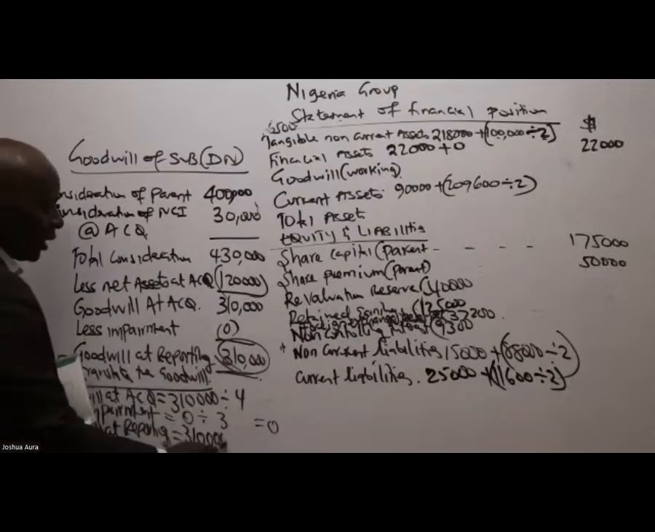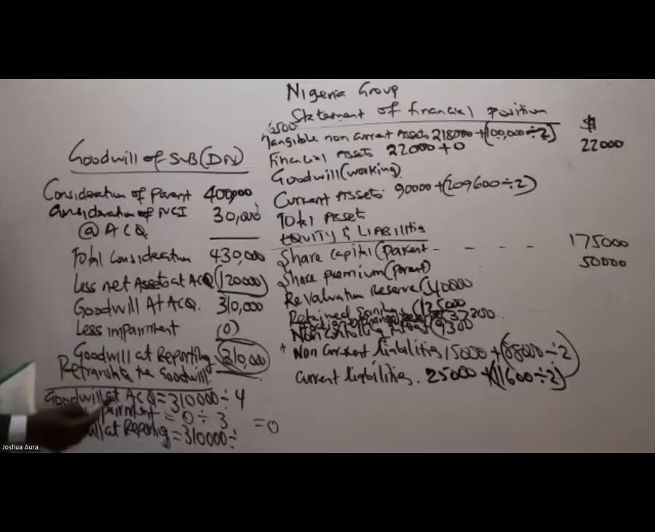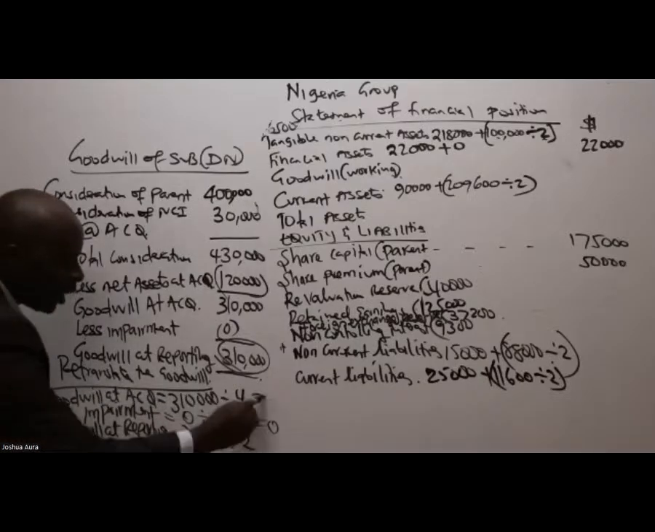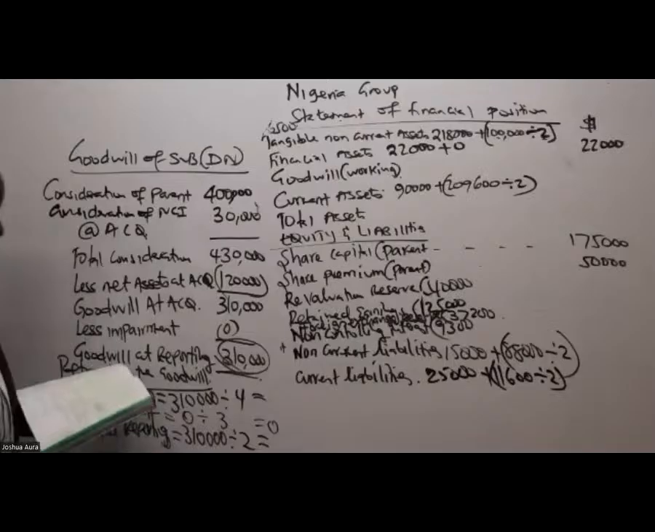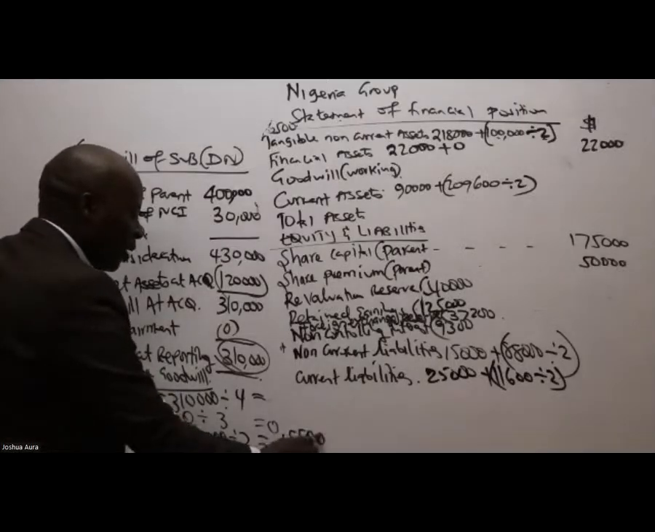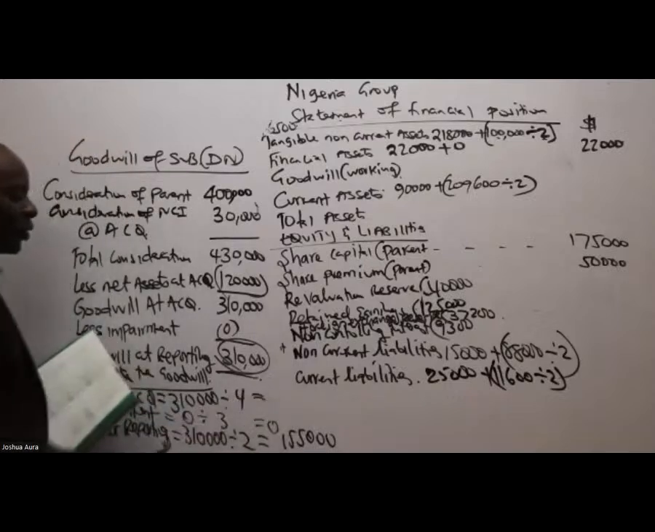So I'll take 310,000. At reporting, at what rate should I translate this, if you're following? Could you kindly give me these figures? I know this one here will be $155,000. How about this?